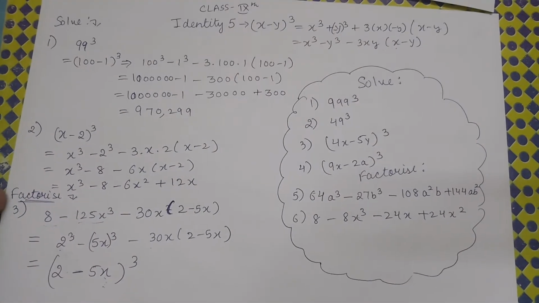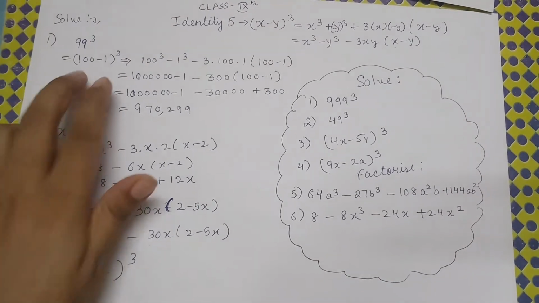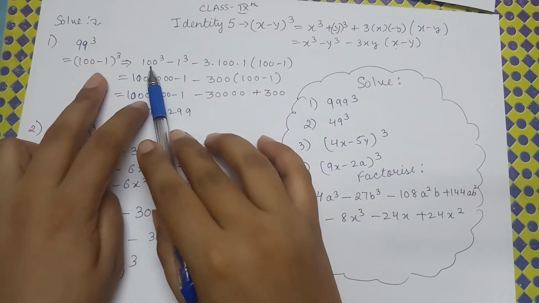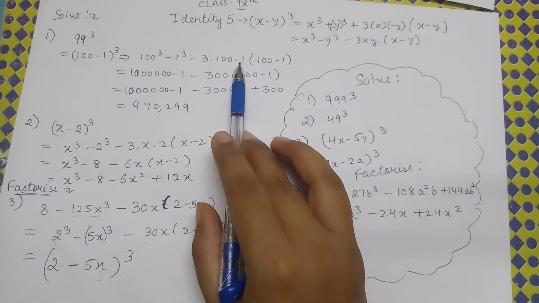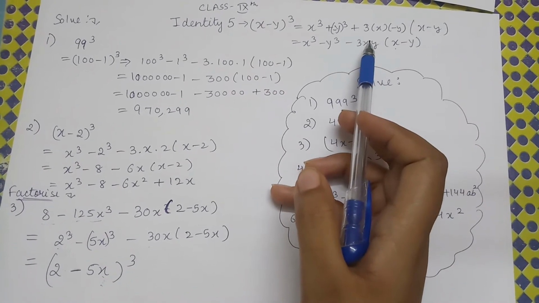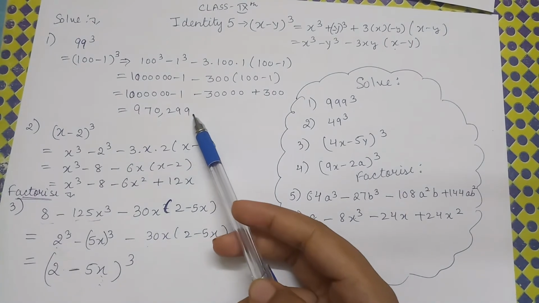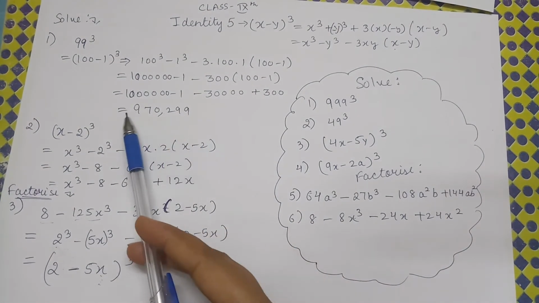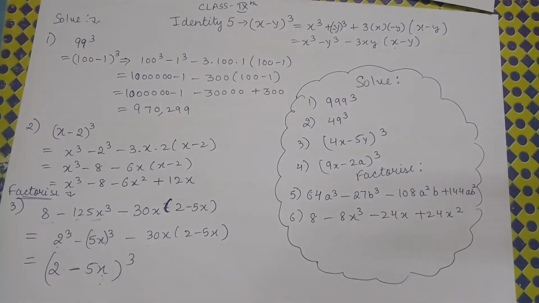Let's solve the questions. 99 cube will be (100 − 1) cube. In place of x we have 100, in place of y we have 1. So it is 100 cube minus 1 cube minus 3 into 100 into 1 bracket 100 minus 1. Just substitute the values in place of x and y. Now after solving you will get 970,299.